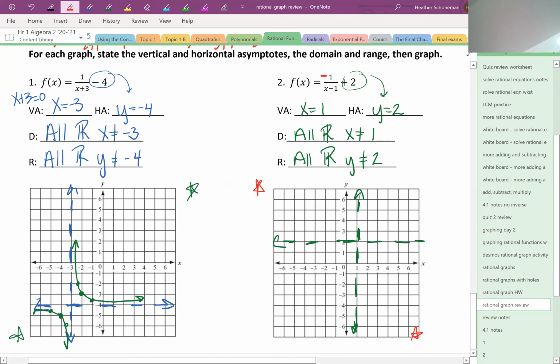Okay, so let's see if we can plot them. Over 1, up 1, over 1/2, up 2, over 2, up 1/2. And then over here, over 1, down 1, over 2, down 1/2, over 1/2, down 2. And there is your graph.